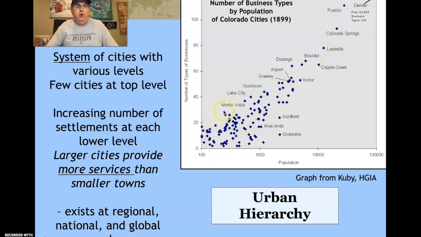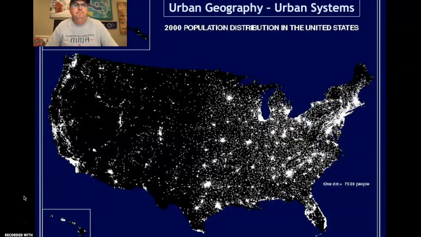And we have all kinds of small towns that have a few businesses, but there are a lot of small towns listed here. So we see this pattern exists at the regional, national, and global scale. And the fact is that cities' main purpose is to provide services, and they provide more services than a small town. And this is called urban hierarchy.